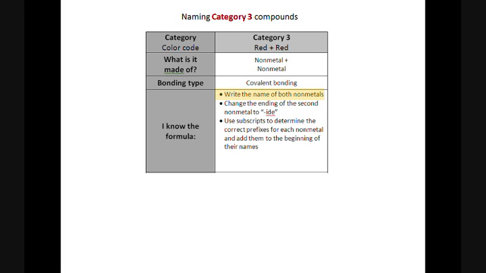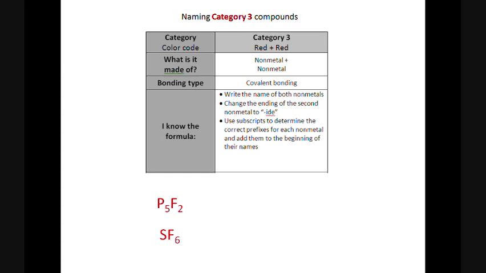Here's how this works. Like we've been doing with other categories, we start by writing the names of the 2 elements. Since there's no metal here, you always just write them in the order they've been given. Then you change the ending to "-ide" to signal that it's bonded in a compound. And last, you look at those subscripts, and we're going to turn them into proper prefixes to tell how many atoms of each are bonded together.